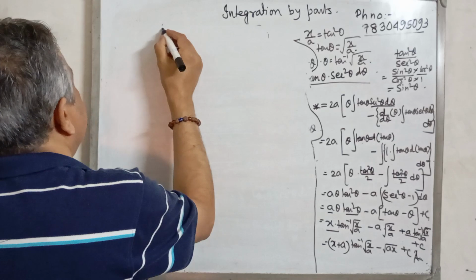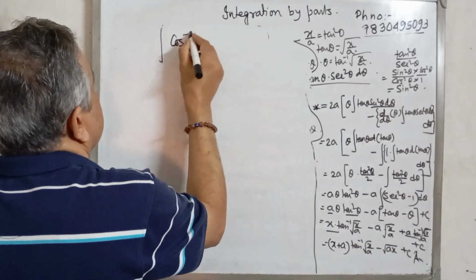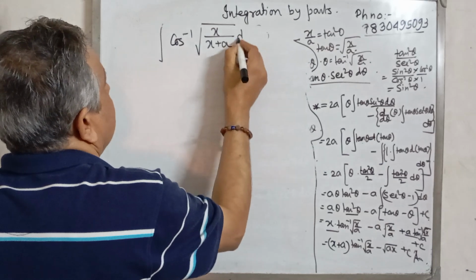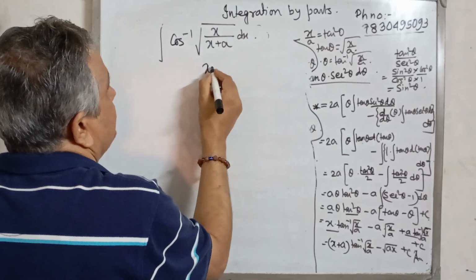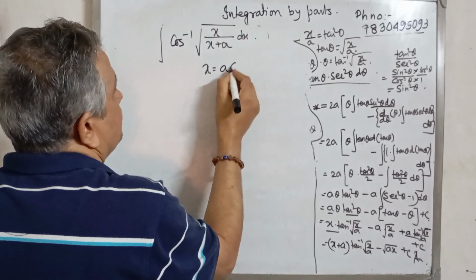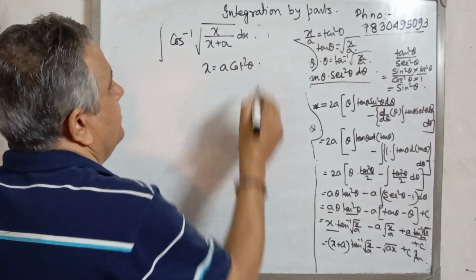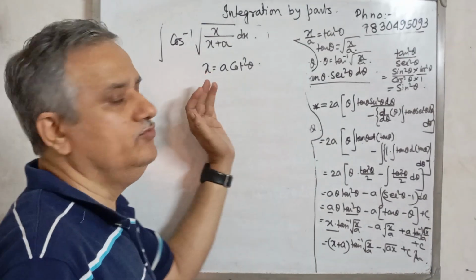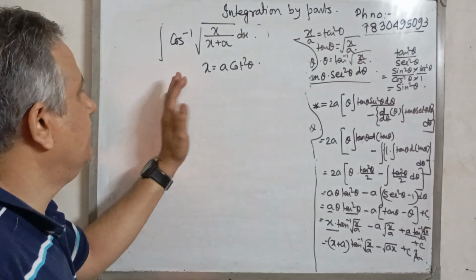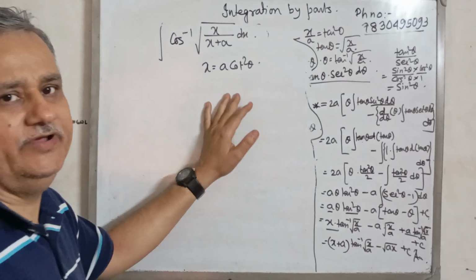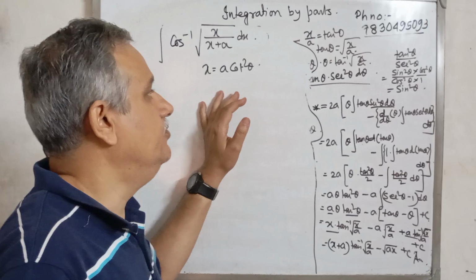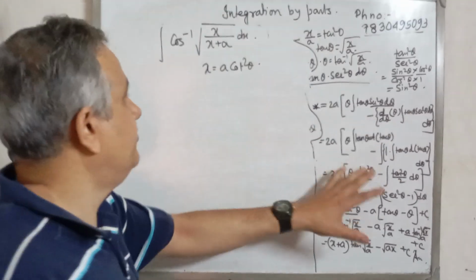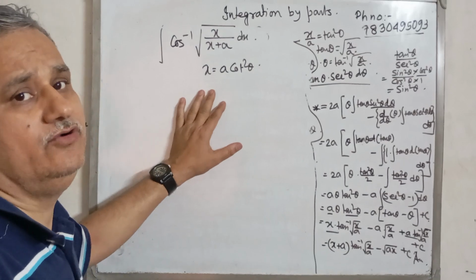If we have the integration of cos inverse root over x by x plus a, then it is easier to solve if we put x equal to a cot square theta. You can also put x equal to a tan square theta and the problem will be okay, but if we put x equal to a cot square theta, it is easier to solve. For the same type of problem, just put x equal to a cot square theta.